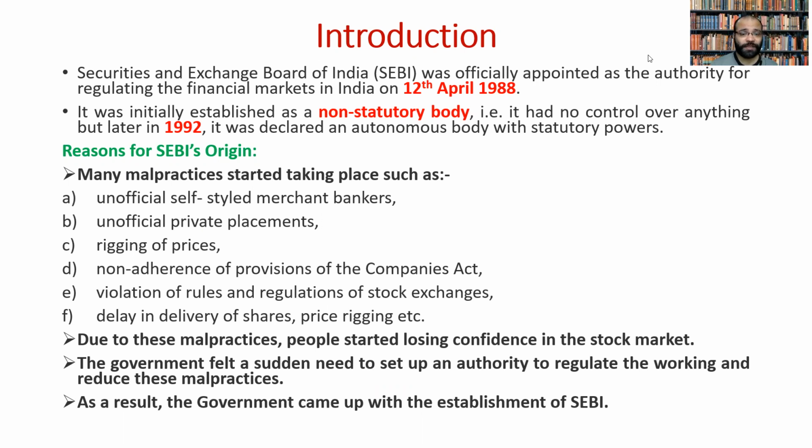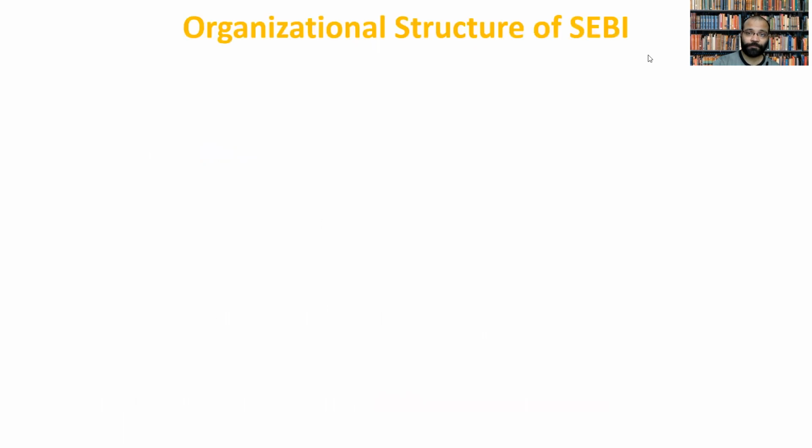So due to these malpractices, people started losing confidence in the stock market. The number of investors investing in the stock market got reduced gradually. The government felt a sudden need for setting up an authority to regulate the working of the stock market system, and also to try to reduce such malpractices. As a result, the government came up with the establishment of SEBI.